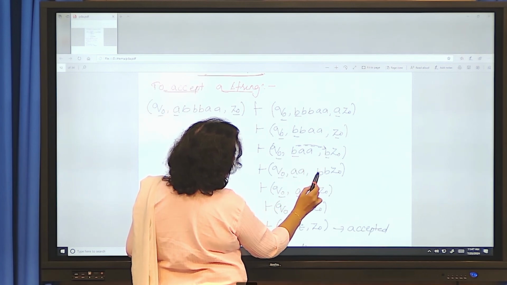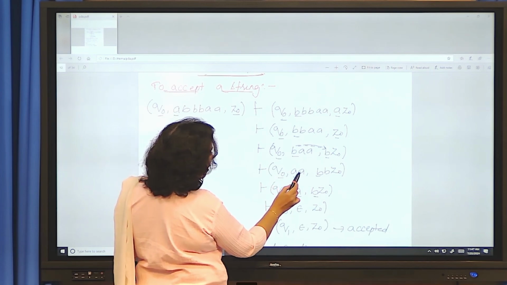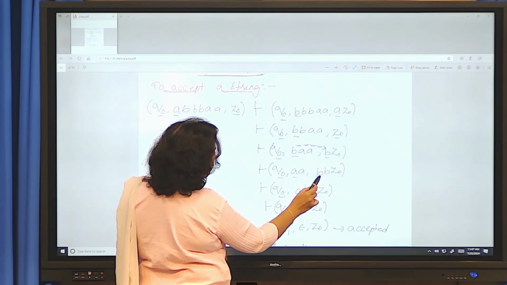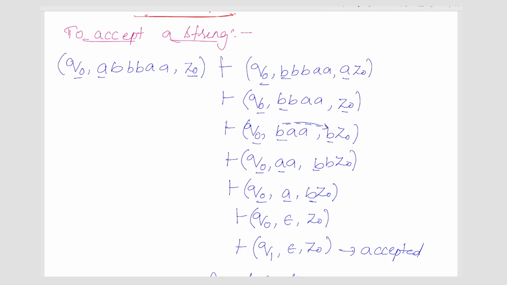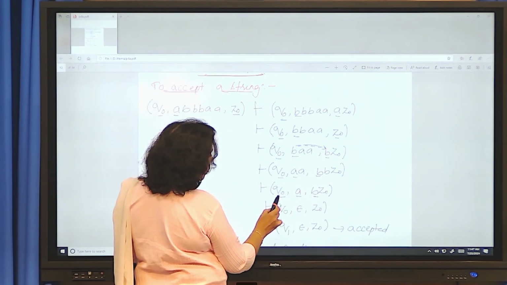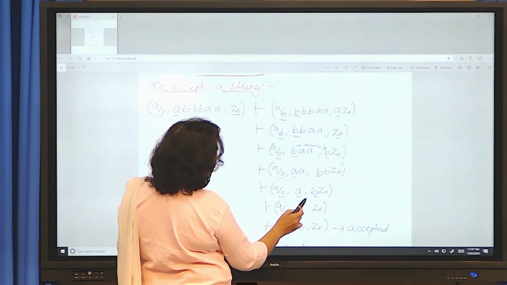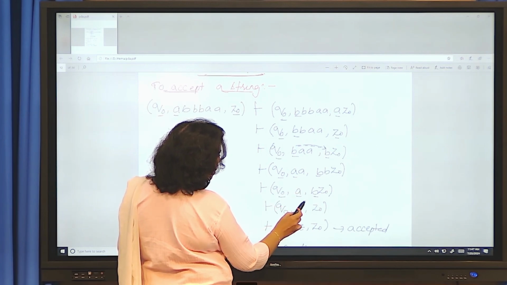B comes here. BB Z naught. Now, Q naught comma A comma B. 1A 1B, pop. So, this A goes, Q naught, this A goes, A, this B goes, it is popped. So, only BZ naught. Now, Q naught AB, pop. So, this A also goes, Q naught, A goes, epsilon, this is popped, Z naught.